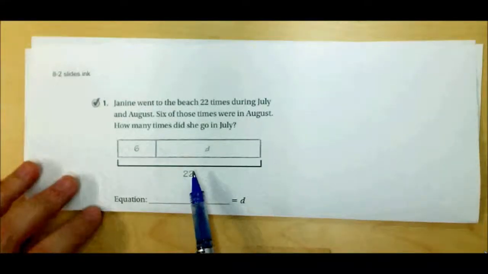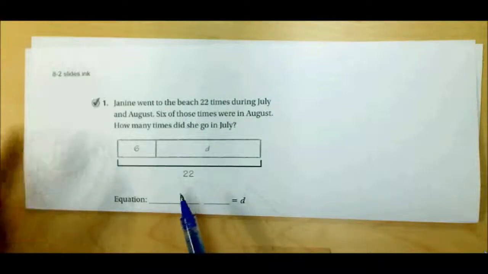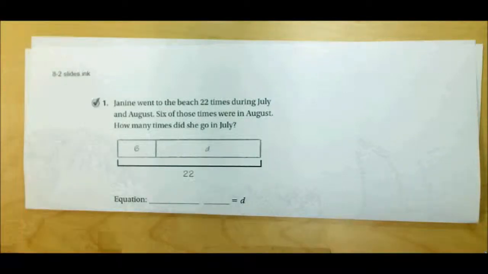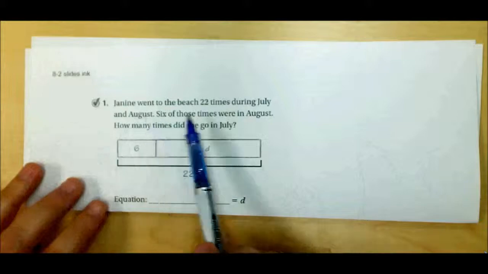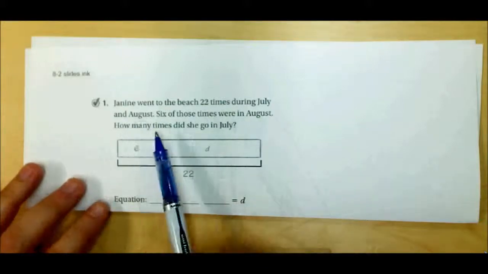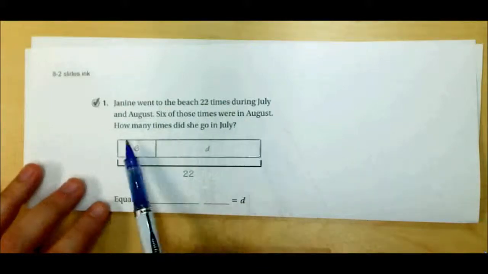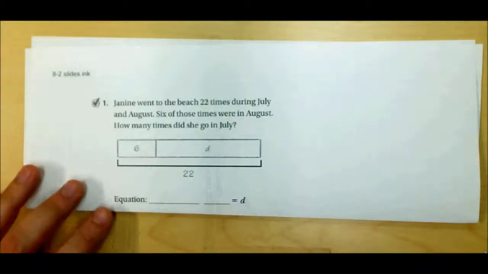On this problem and on the problems on the homework, they do the pictures for you. So that makes it really easy. Janine went to the beach 22 times during July and August. 6 of those times were in August. How many times did she go in July?